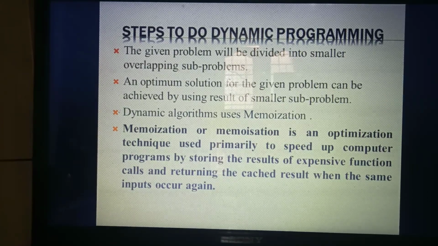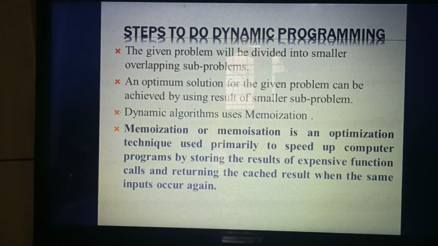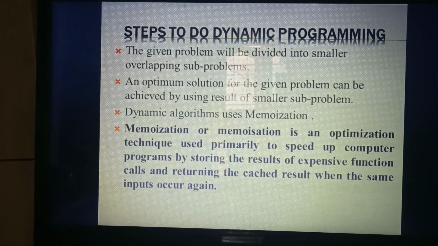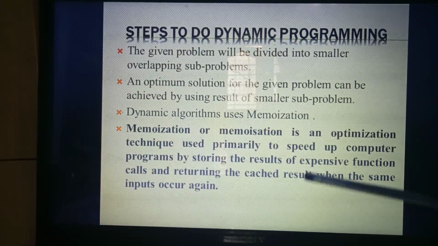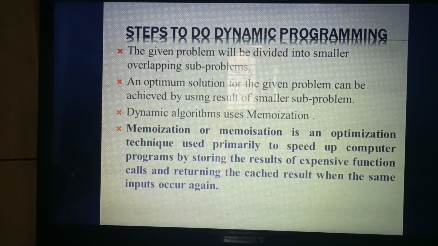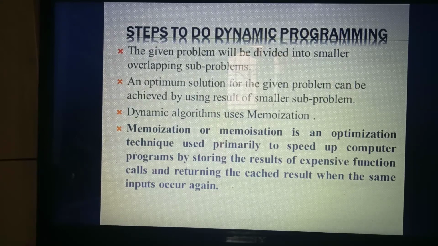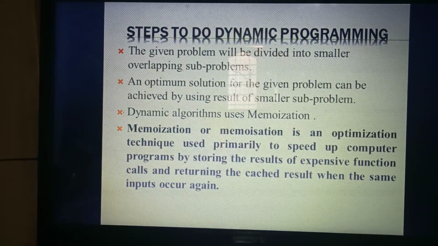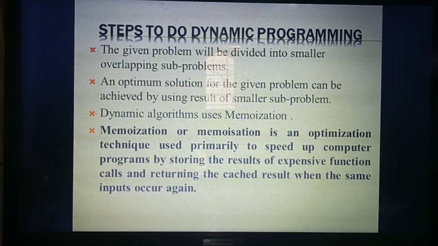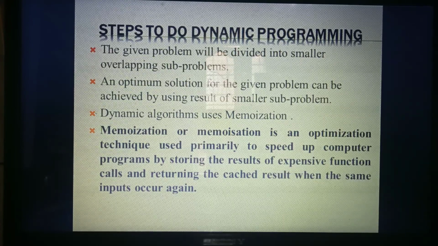So memoization is a technique mainly used to speed up computer programs. It is used to store the results of expensive function calls, the most important function calls. In order to avoid computing the result again and again, you store it in the cache. When the same results occur again and again, you store that particular thing in the cache result.